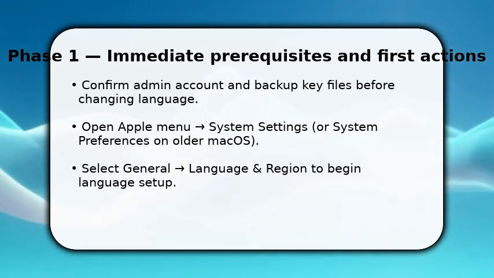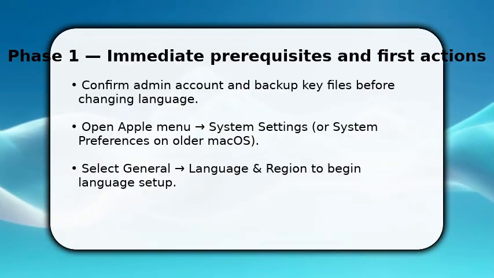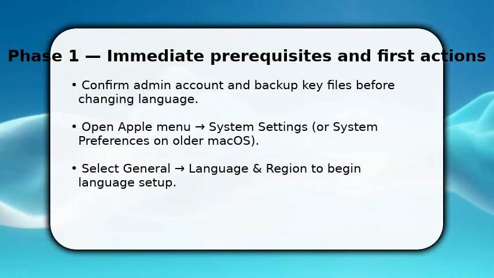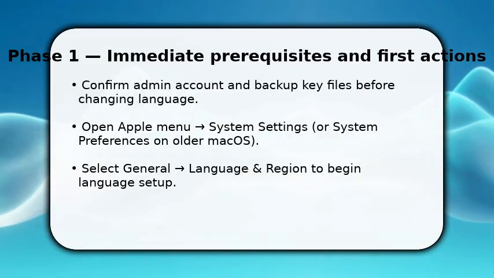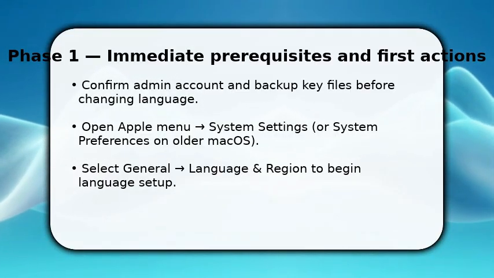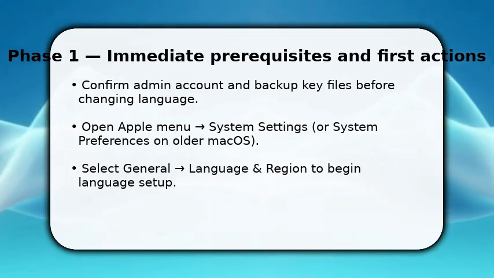Then go straight to General and pick Language and Region. You see the current primary language. Don't pause, click the Add button to add a new language. This first action starts the system-wide switch, and you'll control order and preferences in the next steps.